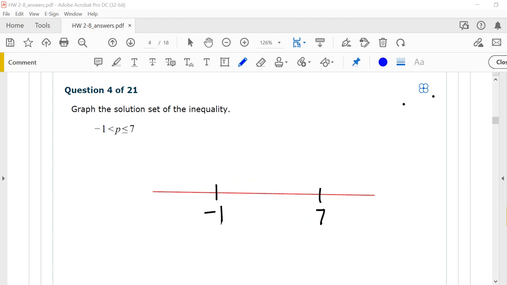Number 4, graph the solution set -1 less than p less than or equal to 7. So at the -1, it's going to be an open circle. At the 7, it's going to be a closed circle. And I want everything in the middle. If you were using parentheses and brackets, it would be a parenthesis at the -1 and a bracket at the 7. Everything in the middle.